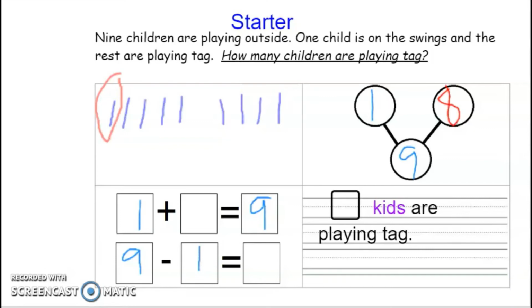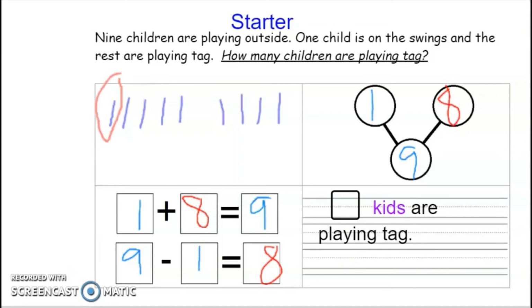That's correct. We know that there were 8 kids playing tag, and we know that in our subtraction sentence, if there were 9 kids playing outside and 1 was on the swing, then we know that 8 kids were playing tag. Great job. So now let's go ahead and fill in our sentence by answering the question.